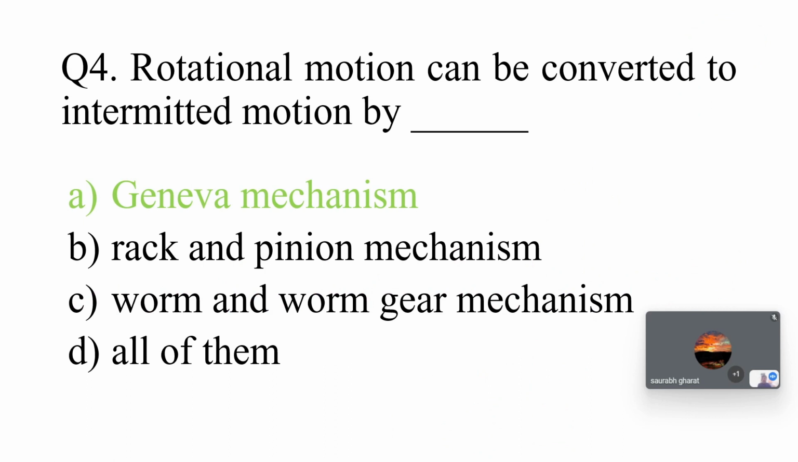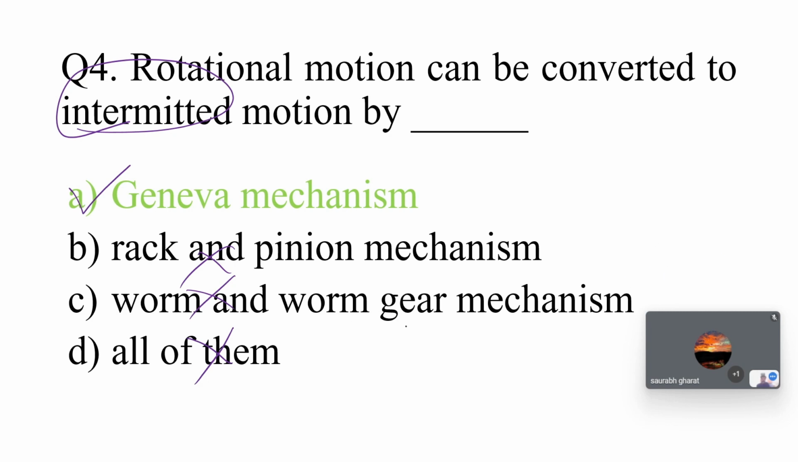Rotational motion can be converted to intermittent motion by, rack and pinion is different. I told you over and over again, and all of them are wrong. Only Geneva can be used for intermittent motion. I told you in the assignments also. So only the Geneva mechanism can be used for intermittent motion. Rack and pinion is not used for intermittent motion; it is for converting rotation to linear motion.